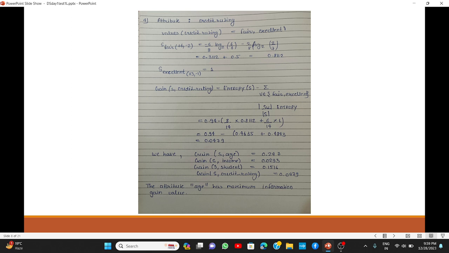Now, the next attribute is credit rating. In credit rating, there are two possible values, fair and excellent.